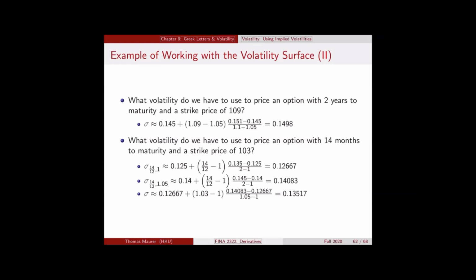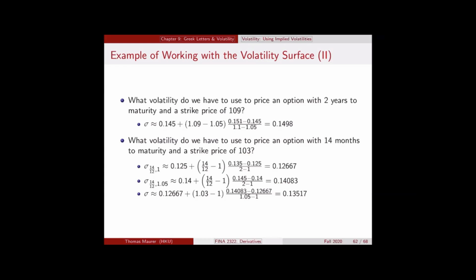Once I have these two volatilities, I want to interpolate between them, keeping time to maturity constant, but figuring it out for a moneyness of 1.03, which is that strike price of $103. So how do I do that?